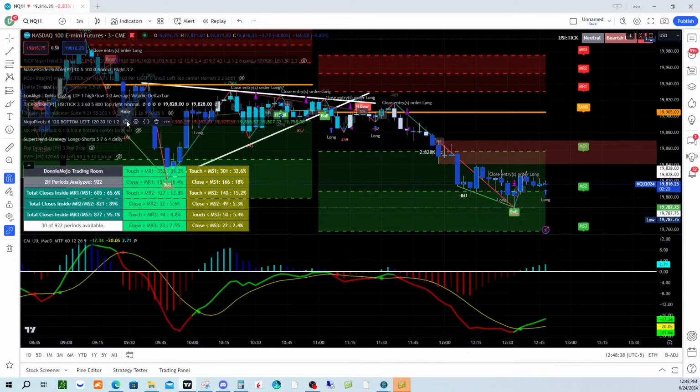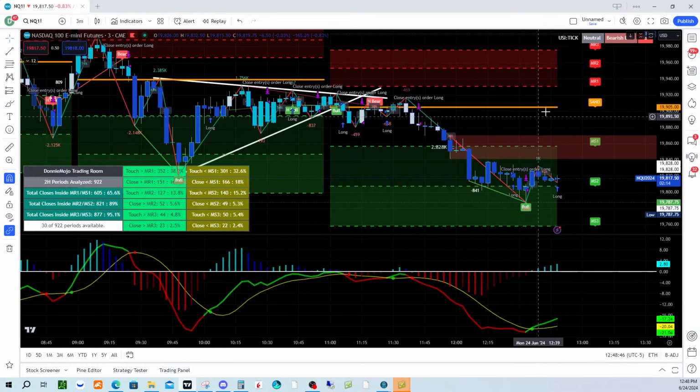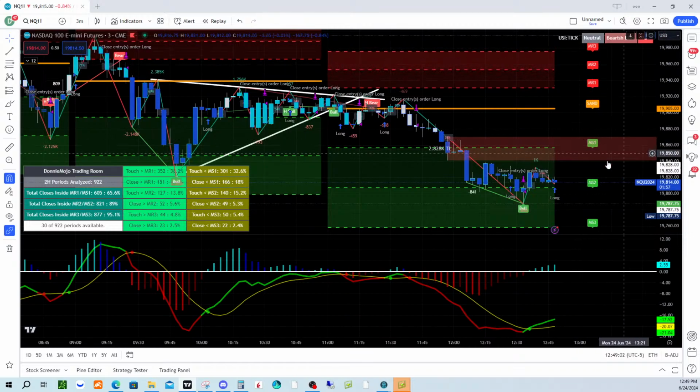But anyway, that's the Mojo pivots. Just a quick overview of those. You have the red and the green zones. You have this orange line there. That's what we call the line in the sand. And then you have the resistance zones and then support. MR1 stands for Mojo resistance 1, Mojo resistance 2, Mojo resistance 3, Mojo support 1, Mojo support 2, Mojo support 3.